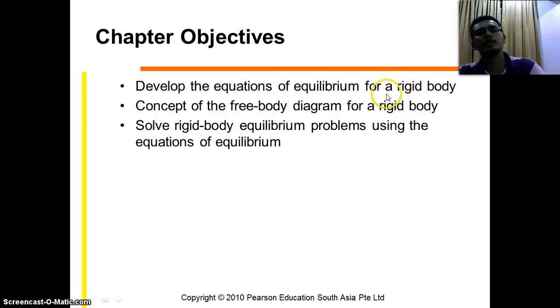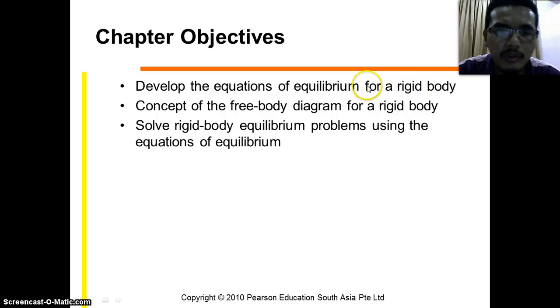Before this, for a particle, we only had two equations of equilibrium, which are the total resultant force in the x direction equal to 0, and the total resultant force in the y direction equal to 0. That one is the equilibrium for a particle, but this one is a bit different. So this one is for a rigid body.